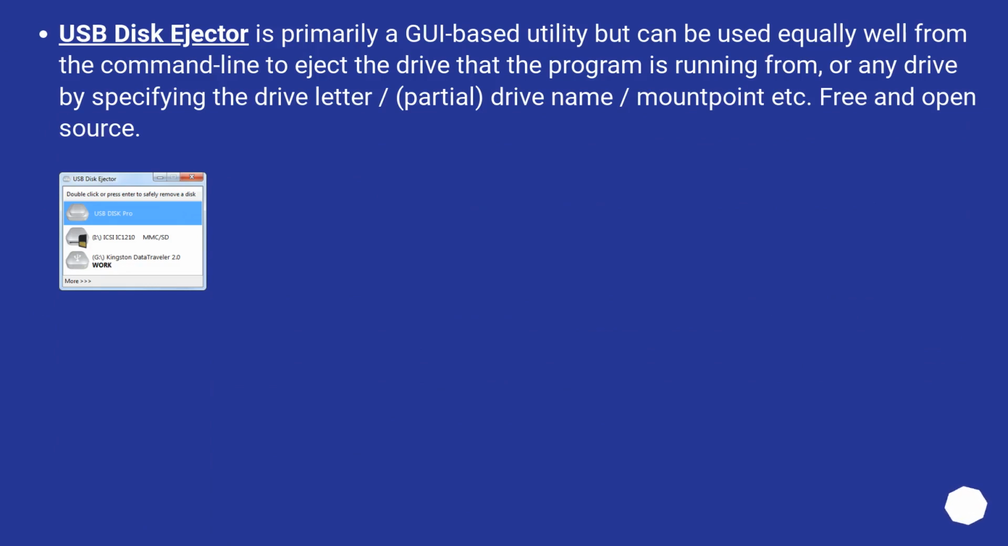USB Disk Ejector is primarily a GUI-based utility but can be used equally well from the command line to eject the drive that the program is running from, or any drive by specifying the drive letter, partial drive name, mount point, etc. Free and open source.